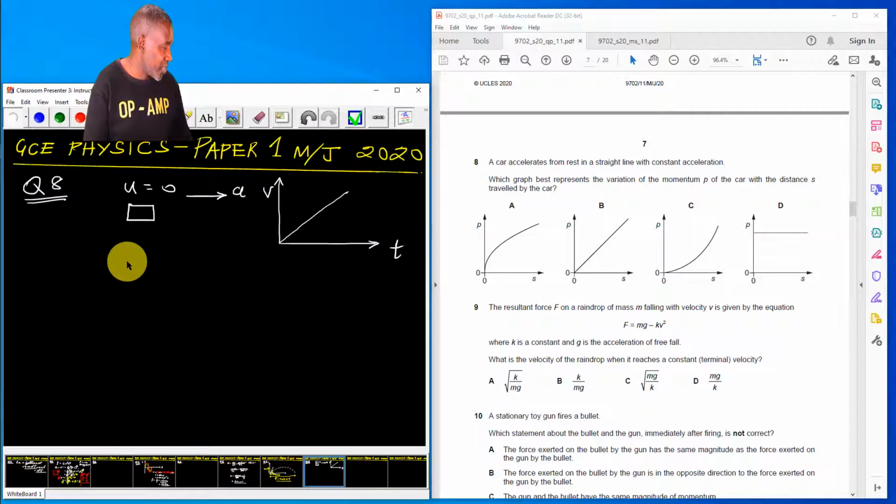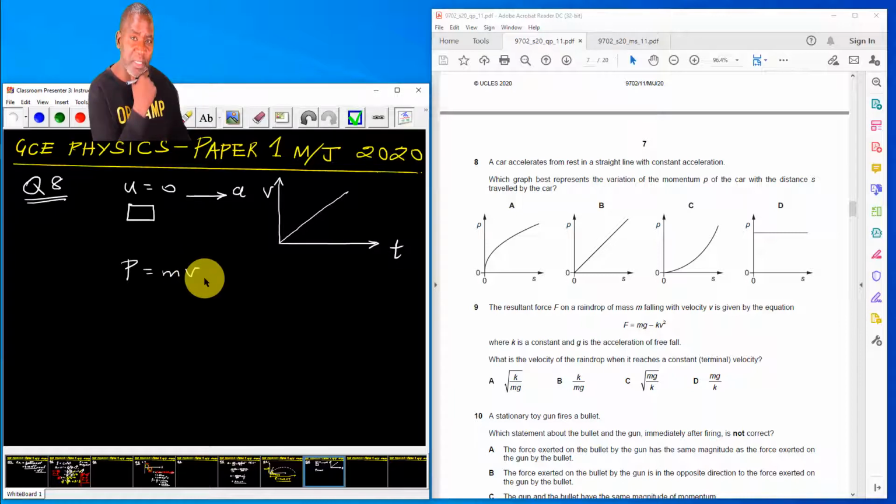But this time, they want us to talk in terms of momentum, which is given by mass times velocity, mv. And remember, the symbol of momentum is p, so p is equal to mv. So how does the momentum, instead of the velocity, change with the displacement? Over here I can say this is momentum. Of course, this is mass, which is a constant. This is the velocity. I want to write the velocity in terms of the displacement.